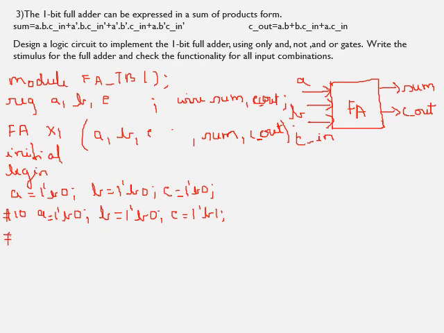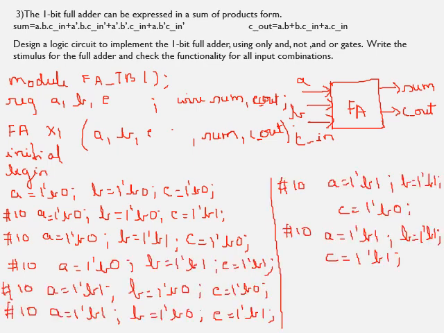Next combination is 0, 1, 0, then 1, 0, 0, then 0, 1, 1. So accordingly, I have put all the possible combinations, starting from 0, 0, 0 to 1, 1, 1. Finally end, and end module.